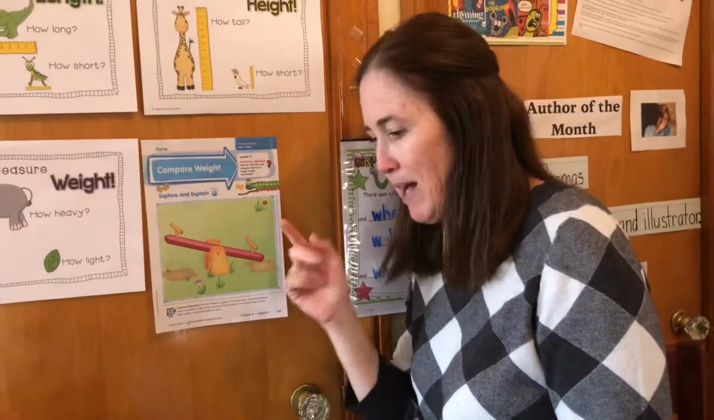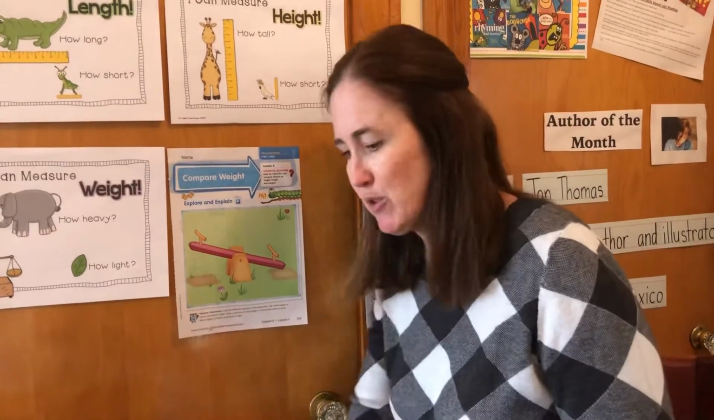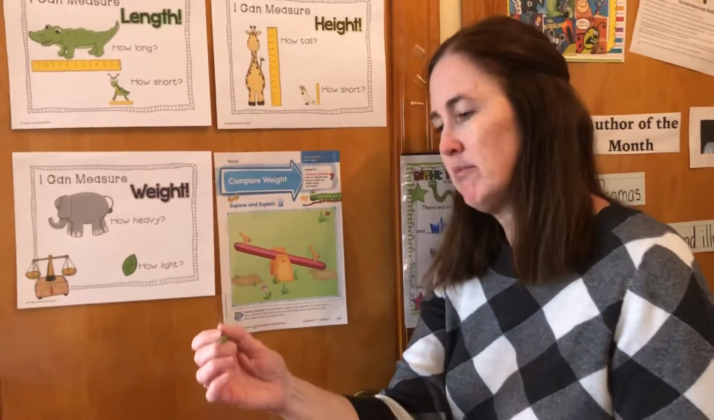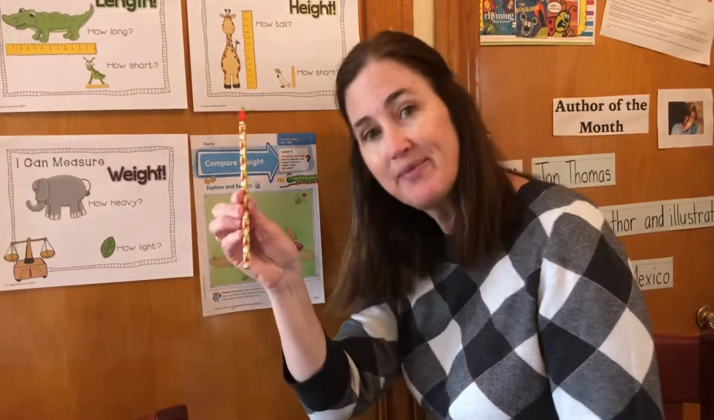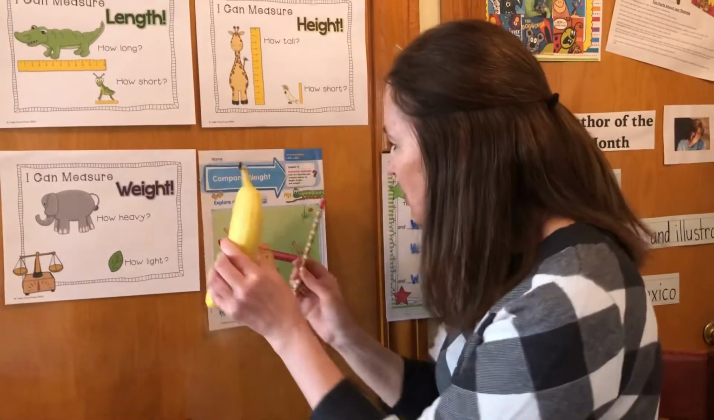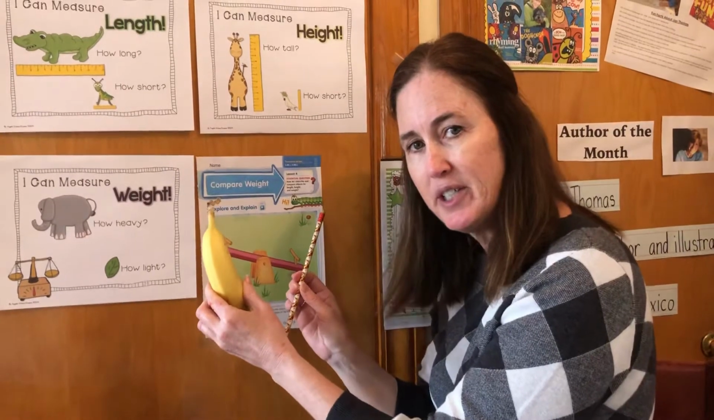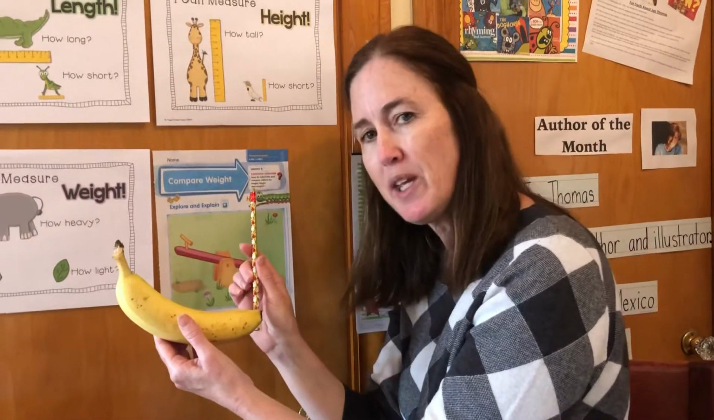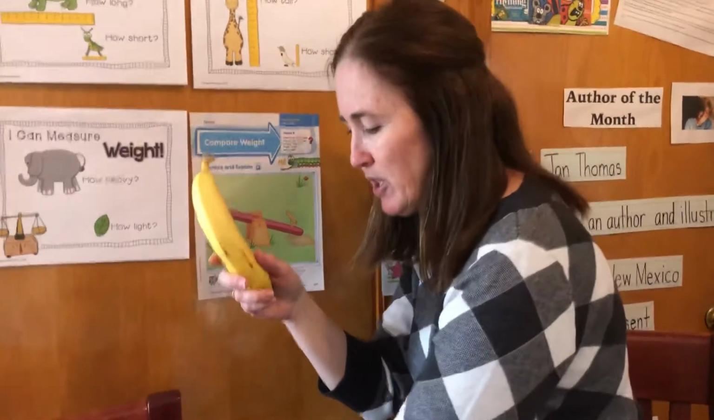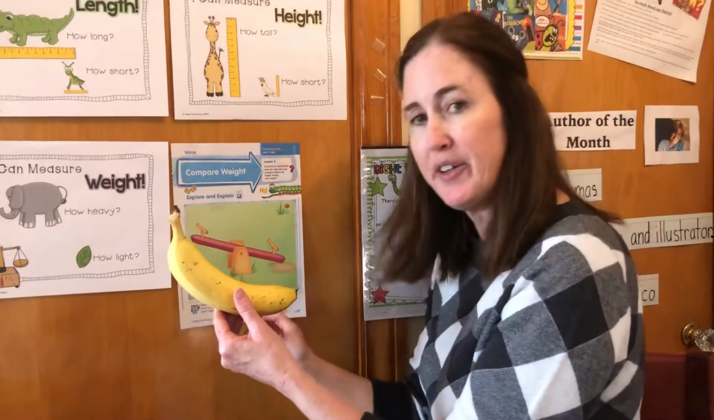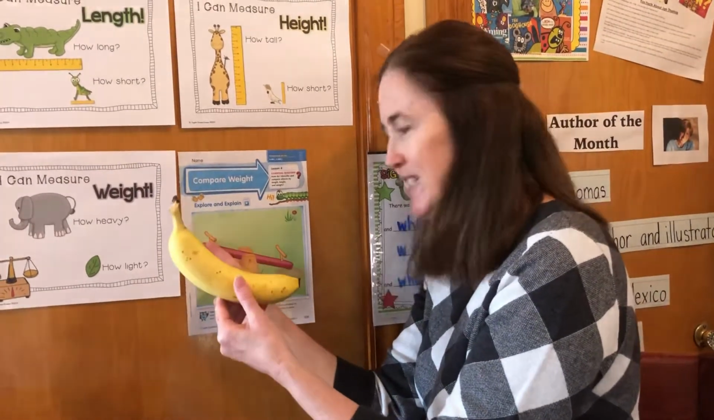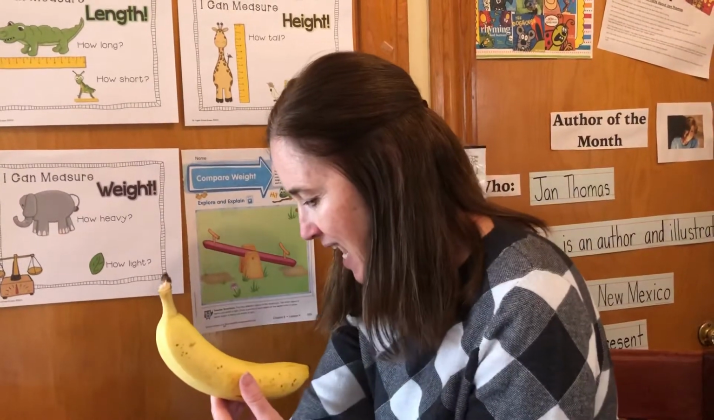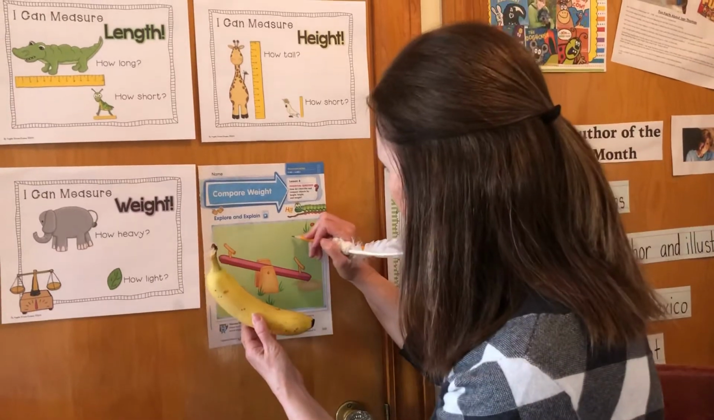So I picked two objects in my house because it says to pick them in my classroom, but I'm not in my classroom. So I picked this Christmas pencil and a banana. And I need to put them on this teeter-totter. So I need to think about which one is heavier and which one is lighter. What do you think? Let's start with the banana. Where should I draw the banana on my teeter-totter? Should I draw it on the top or on the bottom? Right, on the bottom. So I'm gonna do my best to draw a little.